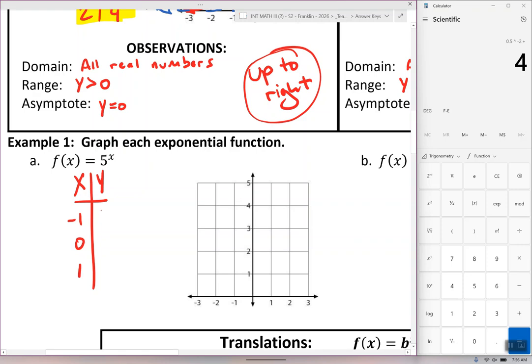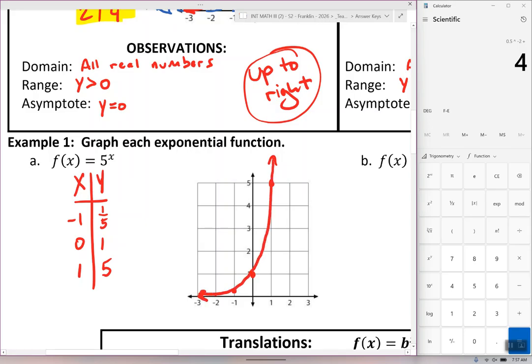So -1 gives us 1 over 5. So we have a point at -1, 1/5. 0 is going to give us 1, and 1 is going to give us 5. 5 to the first power is 5. And you can see if I put a 2 in there, I'd get 25, and I don't have space on this graph. I could put -2 and get 1/25, but that's essentially 0 just because of how big of a graph we have. So this is good enough to get an idea of what this graph looks like.